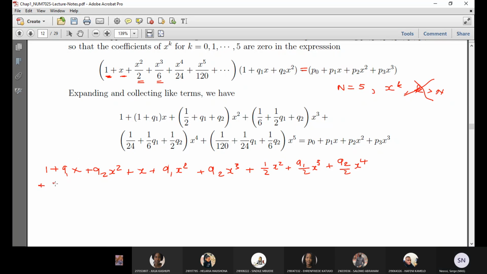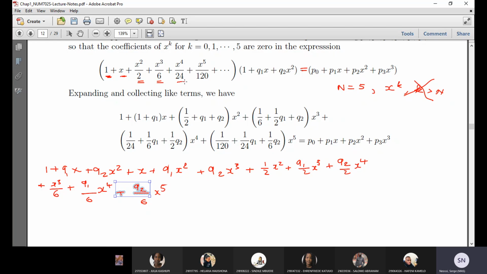Plus x cubed by 6 plus q1 by 6 x to the 4 plus q2 by 6 x to the 5, and that is the last expression.